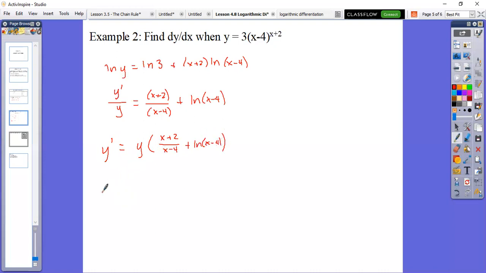And now again, I know what y is actually equal to. So now y prime, which is dy over dx, is equal to 3 times (x minus 4) to the x plus 2 times [(x plus 2) over (x minus 4) plus ln of (x minus 4)]. So we've now found the derivative of the function thanks to logarithmic differentiation.